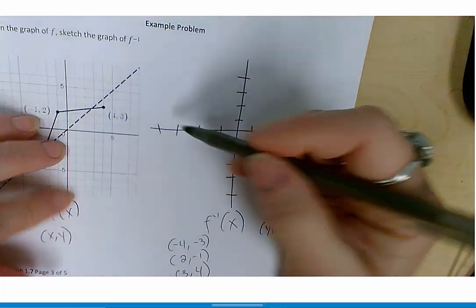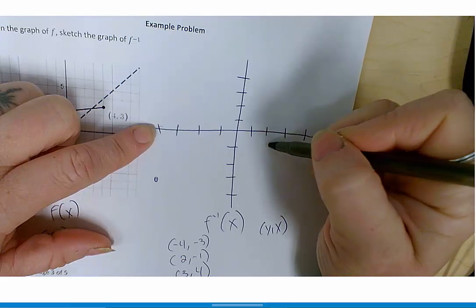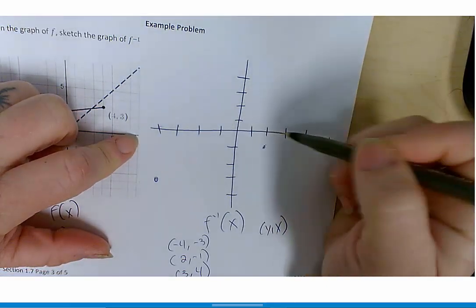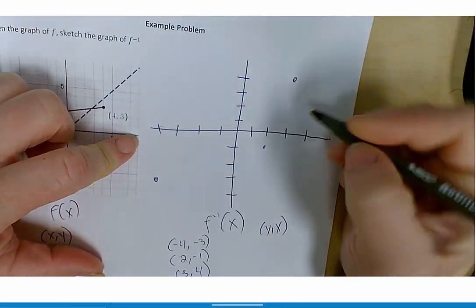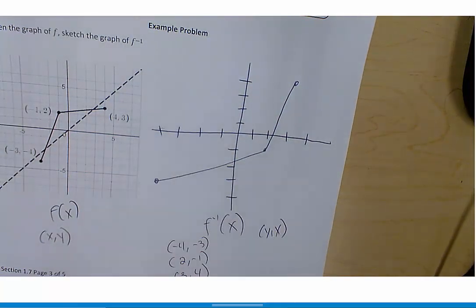We're going to plot these new points. We have a -4, -3 right over there. We have a 2, -1 there. And then we have a 3, 4. Connect the dots, and that is the graph of your inverse function.